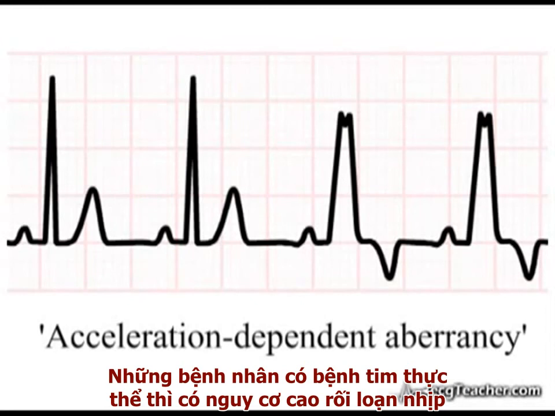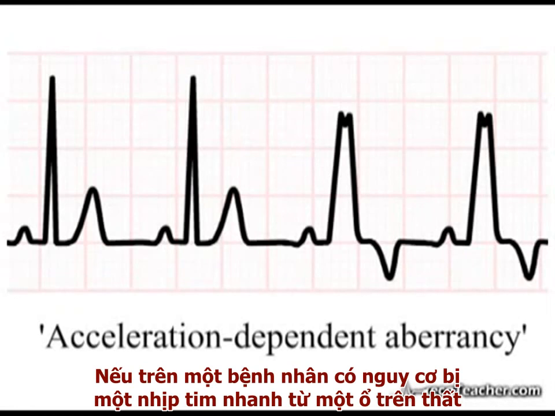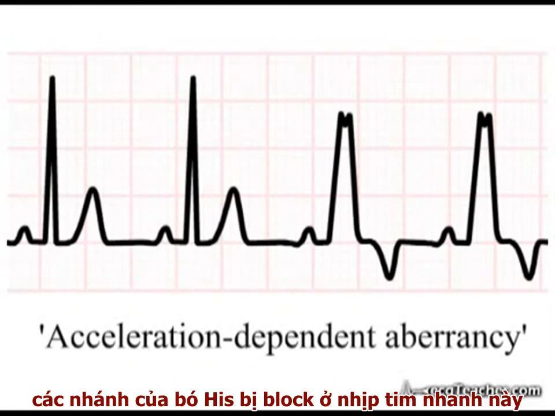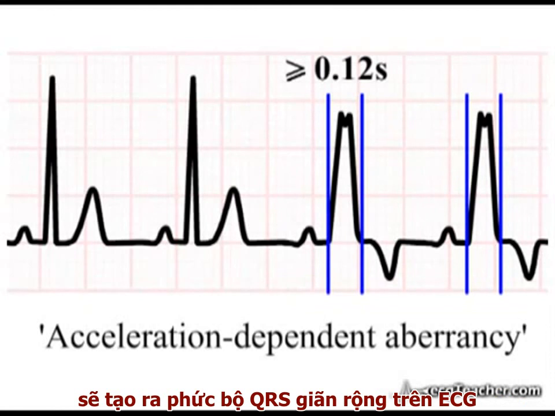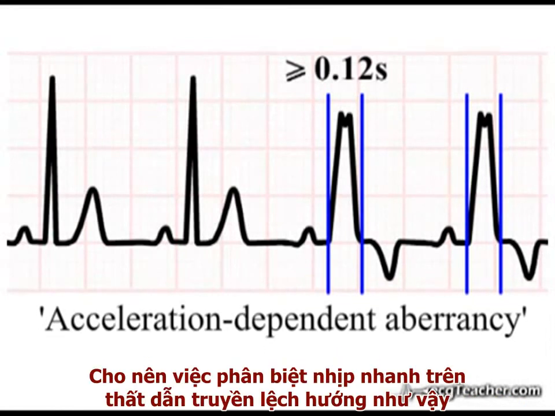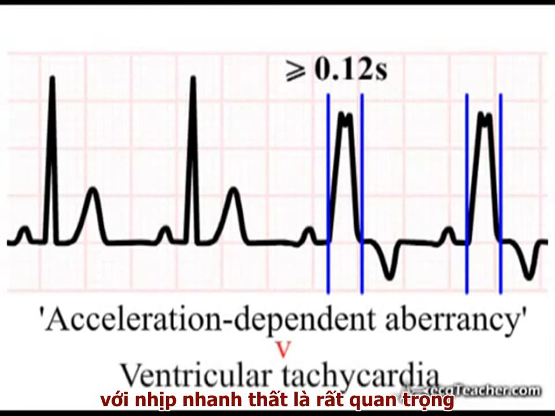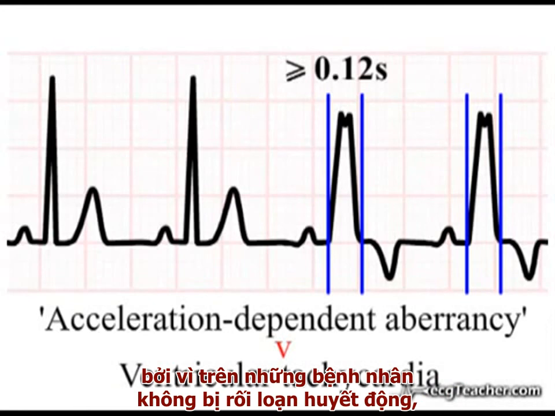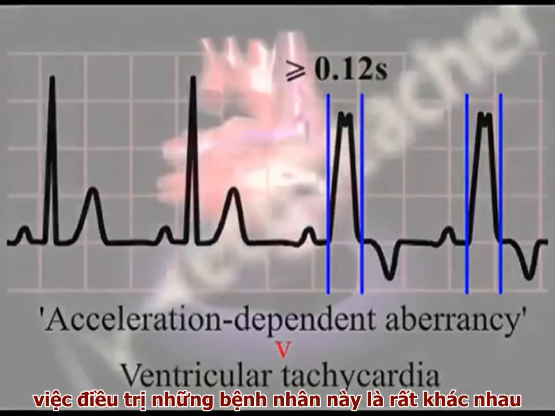Patients with organic heart disease are subject to arrhythmias. If a patient prone to this phenomenon develops a tachycardia from a supraventricular focus, failure of a bundle branch at the higher heart rate will result in broad QRS complexes on the ECG. Differentiating such an aberrantly conducted SVT from a ventricular tachycardia is important, as in hemodynamically stable patients, the treatment of these arrhythmias differs.